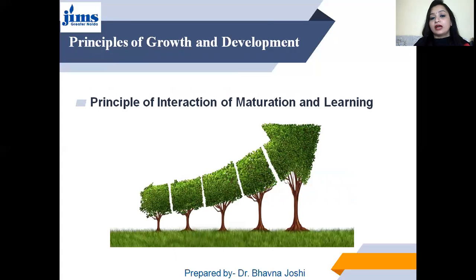Next is the principle of interaction of maturation and learning. See, growth and development occurs both as a result of maturation and learning. Maturation refers to the changes in the developing organism due to the unfolding of abilities, traits, and potentialities present at the time of birth. And learning denotes the changes in behavior due to the training or experience we are giving to the child. So learning has a great influence on growth and development, and maturation provides the base for learning. So we can say that it is a general pattern of individual behavior, that growth and development is the interaction of maturation as well as learning.